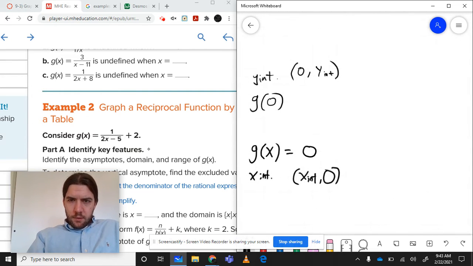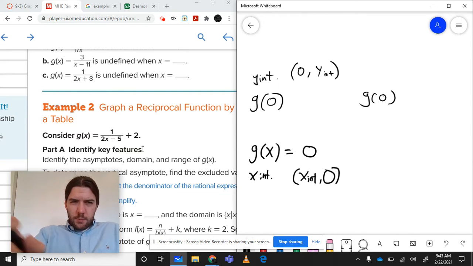when x is 0, the function would be, well, what would it be? It would just be 1 over negative 5 plus 2. So I'm going to call that 2 minus 1/5.